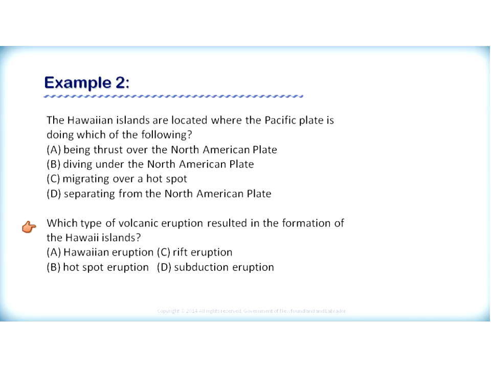The second question reads, which type of volcanic eruption resulted in the formation of the Hawaiian Islands? And the Hawaiian Islands is a direct result of a hotspot that is located within the Pacific Plate. And as the Pacific Plate moves over this hotspot, we get a chain of volcanic islands known as the Hawaiian Islands. So the answer to this question would be B, hotspot eruptions.